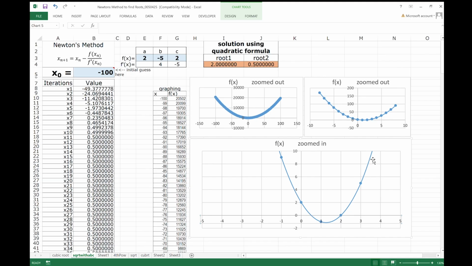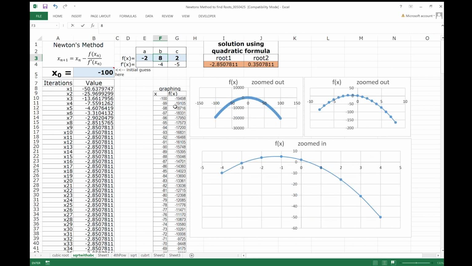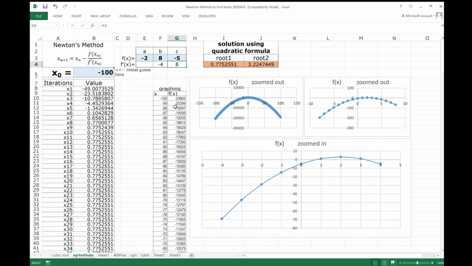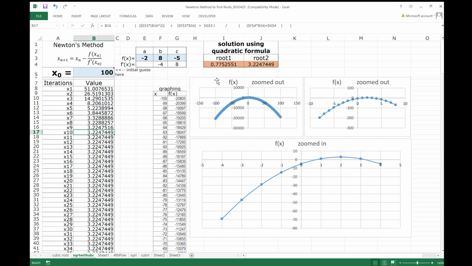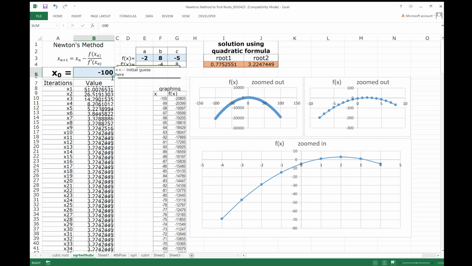Now let's try a different quadratic function. A, B, and C has values -2, 8, -5, respectively. Let's use x sub 0 equal to 100. Now let's try x sub 0 equal to -100.